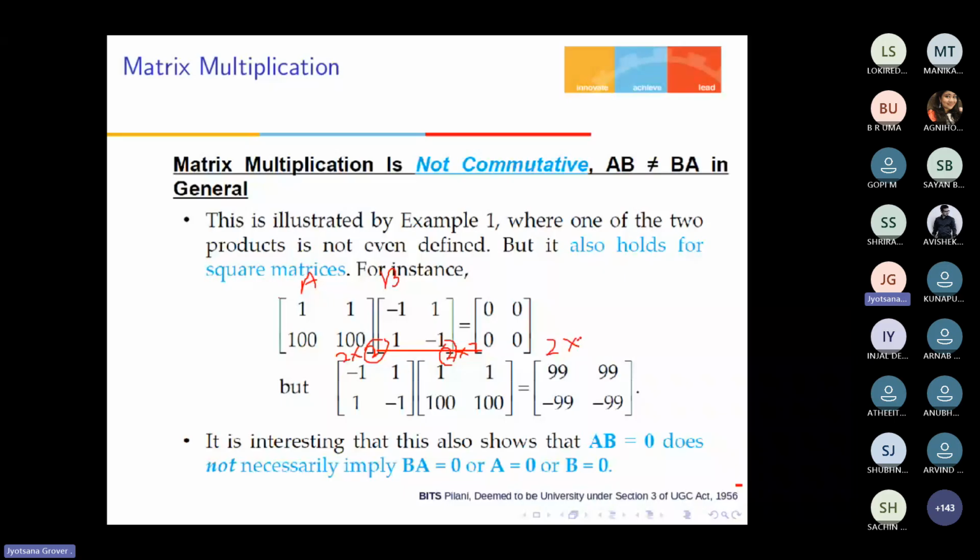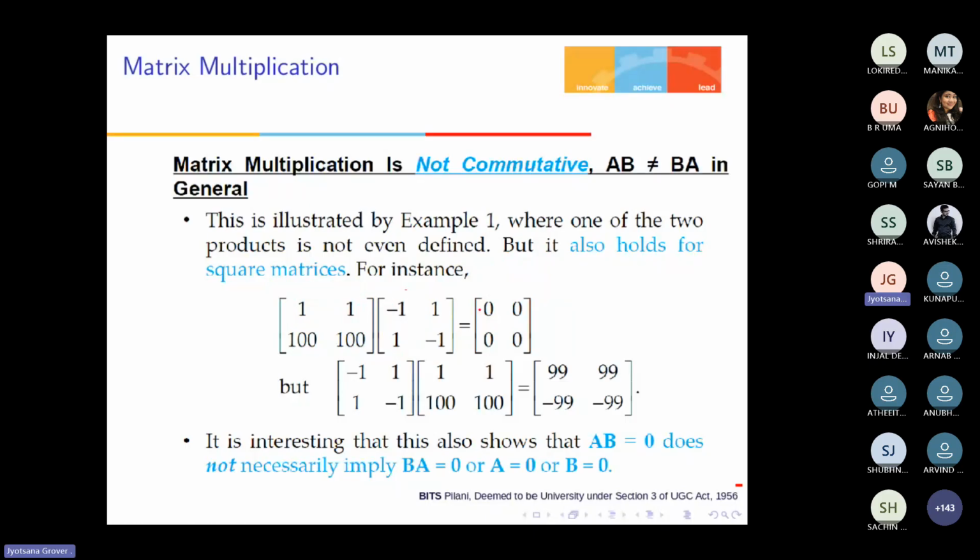Why 2 cross 2? Because this comes from the number of rows of A, and this comes from the number of columns of B. Now let's do the multiplication. First, this is the 1 comma 1 element. How will you get it? By multiplying the first row of A with the first column of B. So 1 into minus 1 is minus 1, plus 1 into 1, is 0. Now come here. This entry is 1 comma 2: first row and the second column.